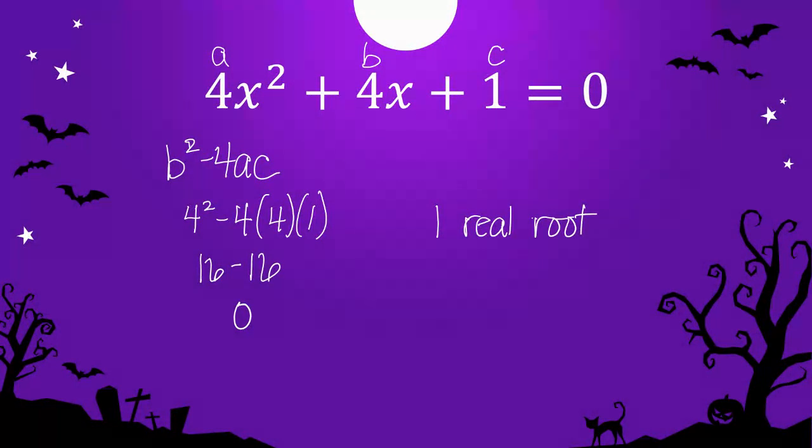Okay? So hopefully you figured that out. The discriminant's not too terribly difficult, and it tells us, first of all, how many real roots a quadratic has. In other words, how many x-intercepts do we have? How many times will this cross the x-axis?